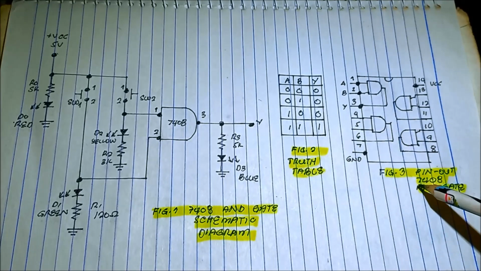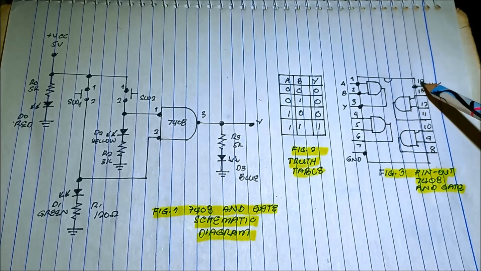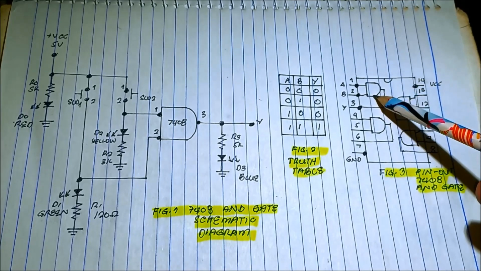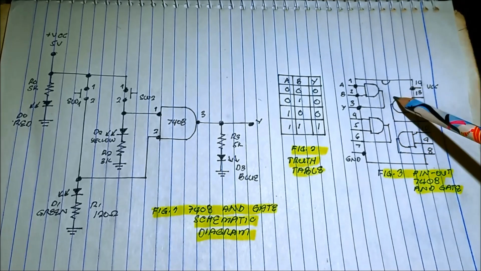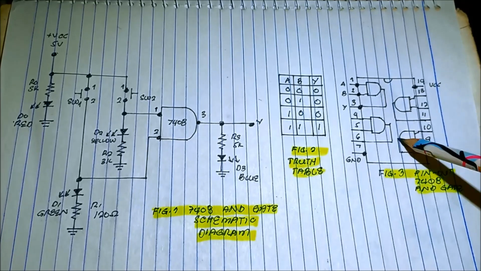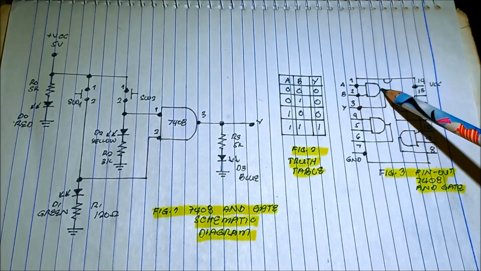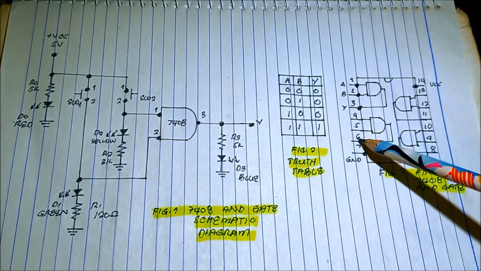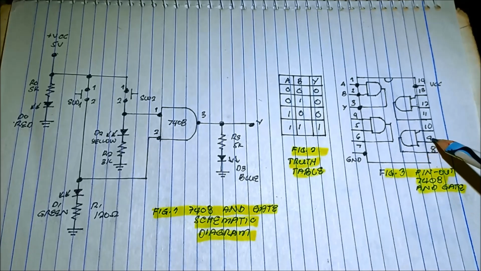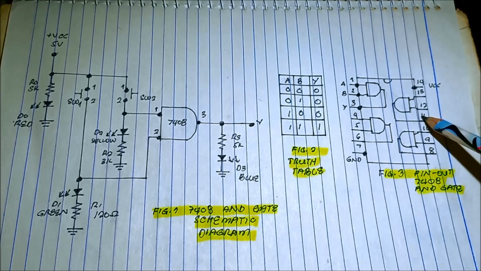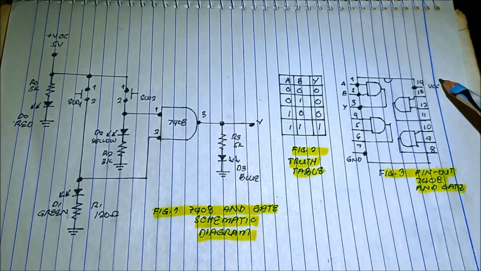So the 7408 has 14 pins, quadruple AND gate. It means we have 4 AND gates inside the chip. Pin number 1, 2 input, 3 output. 4, 5 input, 6 output, 7 ground. Pin number 8 output, 9, 10 input, 11 output, 12, 13 input, number 14, that is the power of the IC.